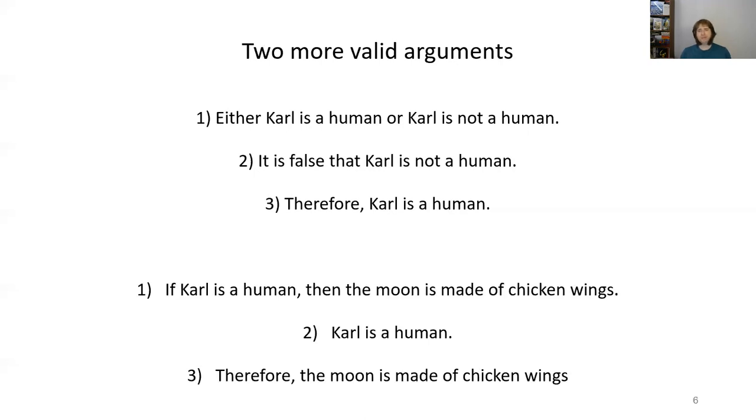One more example. If Carl is a human, then the moon is made of chicken wings. Carl is a human, therefore the moon is made of chicken wings.